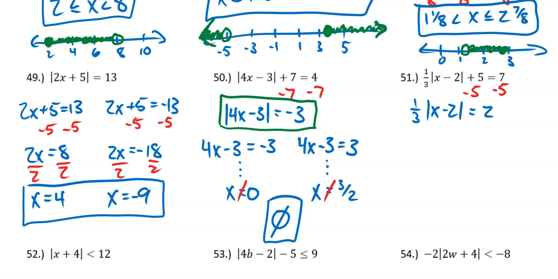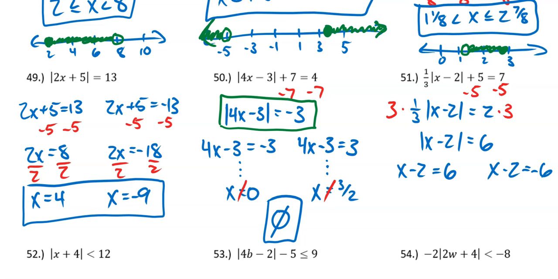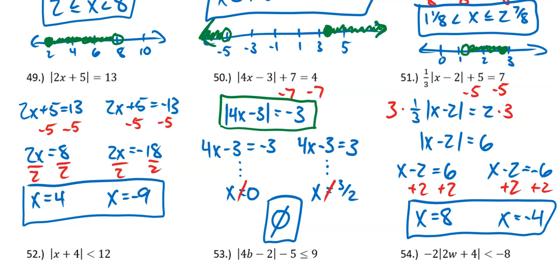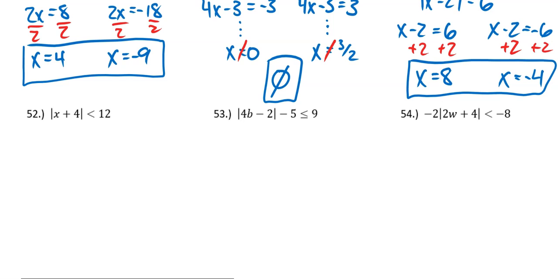And now to get rid of that 1/3, remember a 1/3 is just a divided by 3, so I multiply by 3. And now I have the absolute value by itself. Now I can split it up. X minus 2 equals the 6, or x minus 2 equals the negative 6, and I can solve each of these. So it looks like x equals an 8 and x equals a negative 4. Plug them back in, make sure they work. These do. Okay?